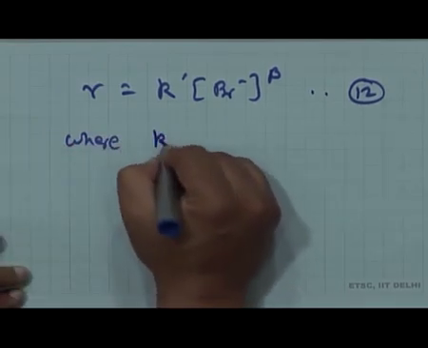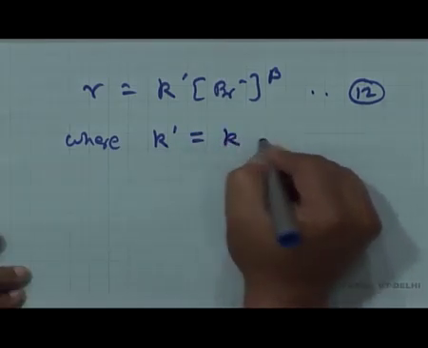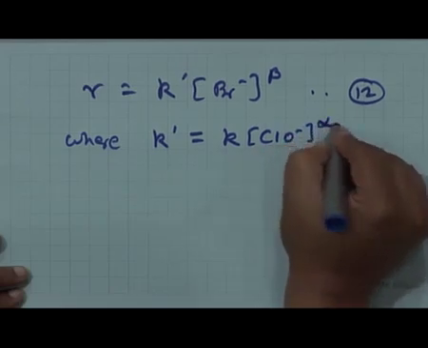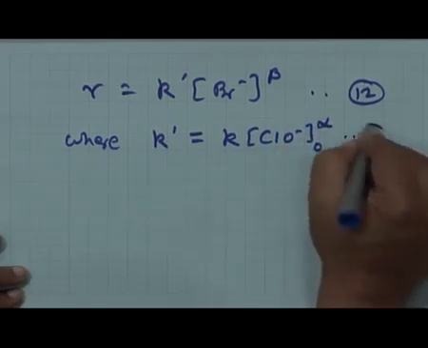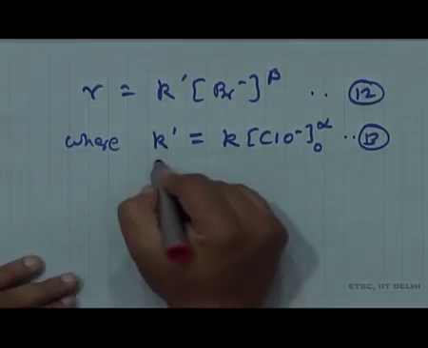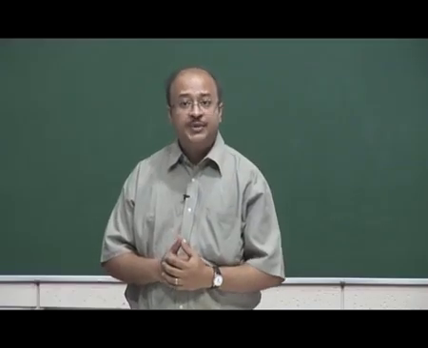where K prime is equal to what? K times concentration of ClO minus 0 raised to the power alpha. This is number 13. So, this is the key point. You can see that you started with 2 reactants, that means several reactants in case more than 1, 2. To start with, this was a difficult proposition because we said that we have to disentangle the effects of these 2 as the rate depends upon both.